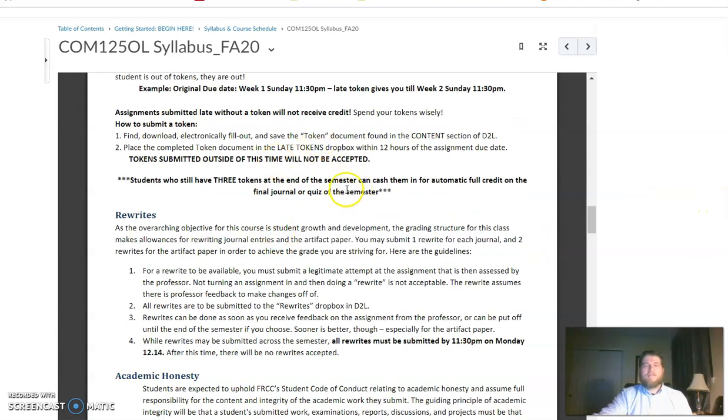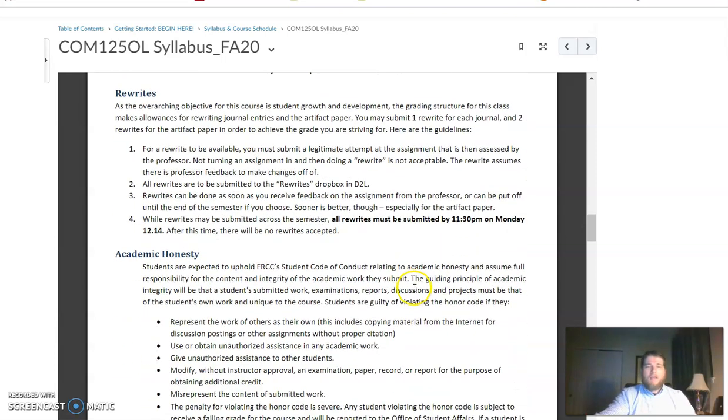The cool thing about these is, and this is something to really pay attention to, students who still have 3 tokens at the end of the semester can cash them in for automatic full credit on the final journal or the final quiz. So you now get to decide, oh wow, am I going to save my late tokens all semester? Or am I going to use them throughout the semester? I can tell you, the kind of student I was, I would have used all of my late tokens before I got to the end. That's just how I was. But many of you might want to save them. And if you save them, this might be a good reward for turning everything in on time throughout the rest of the semester.